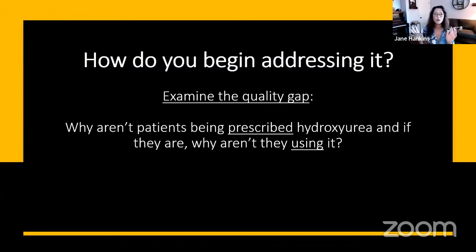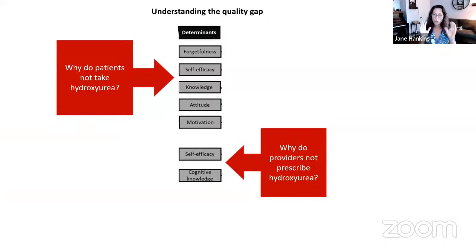So how do you begin addressing it? We do what Dr. Bauman said. We start examining the quality gap. So we have to ask this question: why aren't patients being prescribed hydroxyurea? And if they are, why aren't they using it? So this is how we started. This is how we began addressing the barriers that we also call the determinants, the determinants of poor use of hydroxyurea among patients and poor prescribing among providers.